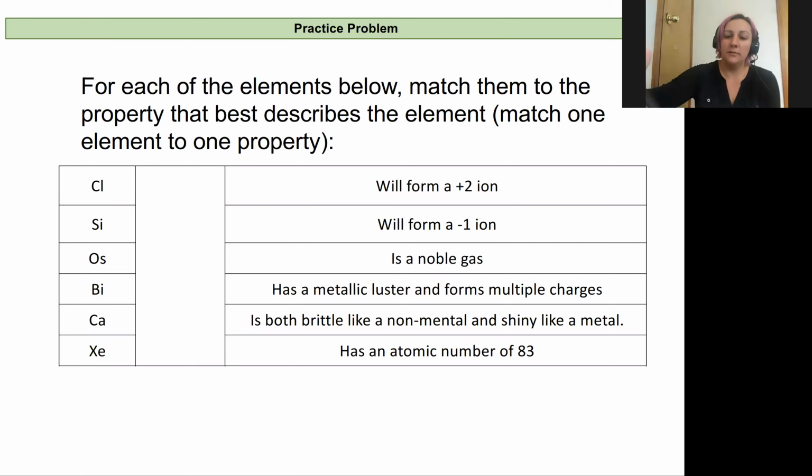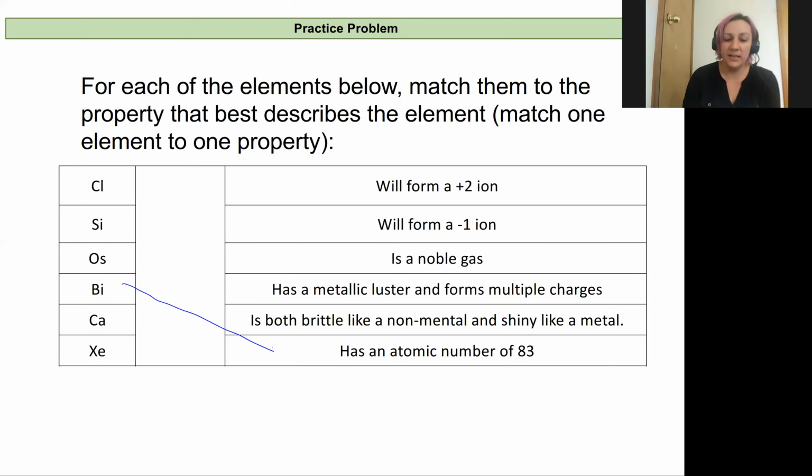So looking at all of our different possible things here, we can see that we've got forms a +2 ion, forms a -1 ion, noble gas, metallic luster, forms multiple charges, brittle and shiny, and atomic number of 83. I'm going to start with the most specific ones, and I'm going to start with atomic number of 83 because that is very straightforward. I'll go to the periodic table, look up the number 83 and see what element is there. And when I do that, I see it is bismuth. So bismuth, atomic number of 83.